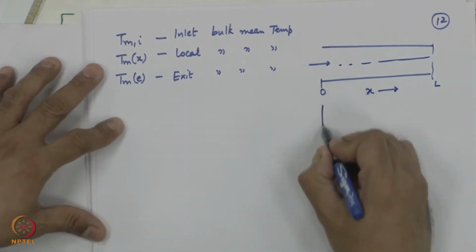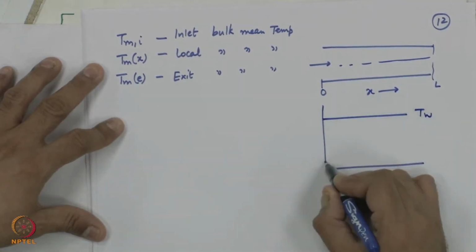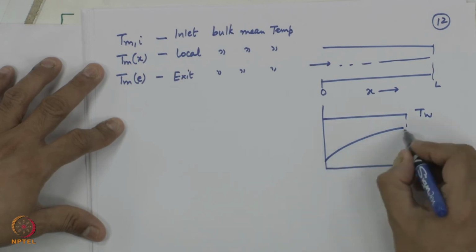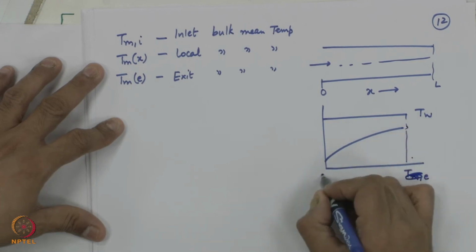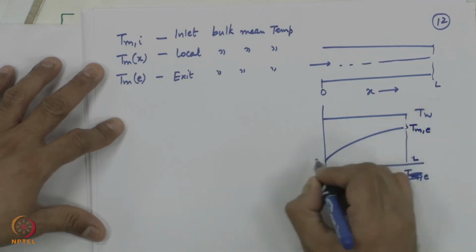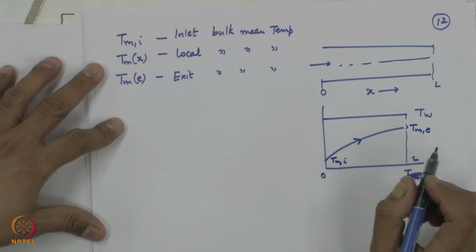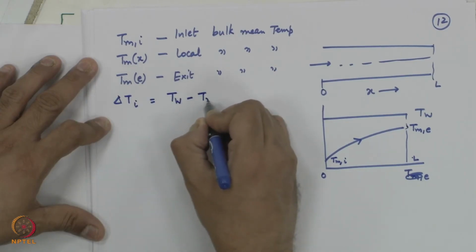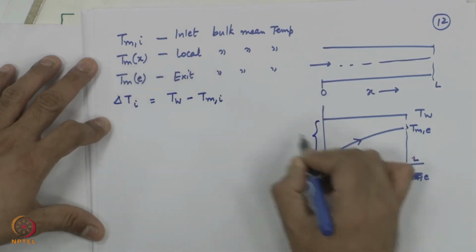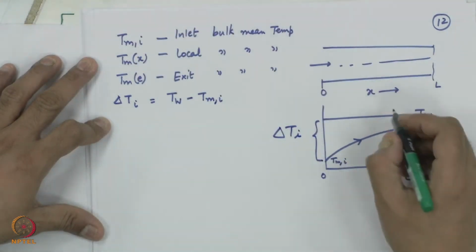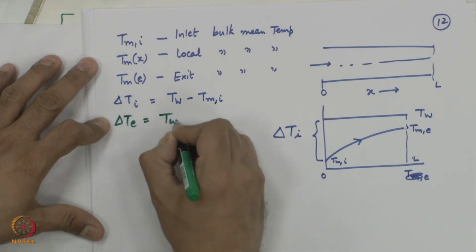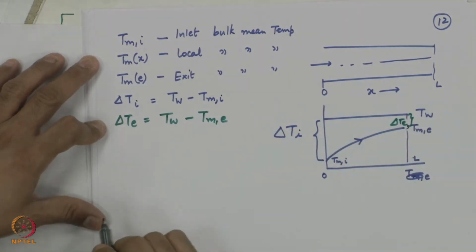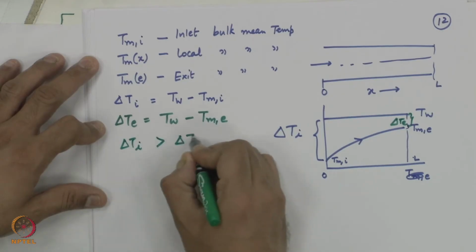Okay. So, if I were to plot the temperature profiles, T wall, and this is my T_m subscript E, this temperature, this is x equal to 0, x equal to L, this is my T_m subscript E, this is my T_m subscript I. The inlet temperature difference delta T inlet is T_w minus T bulk mean inlet, delta T_I. The exit temperature difference delta T_E is T_w minus T bulk mean at exit. What can we say about these two? Delta T_I is greater than delta T_E.